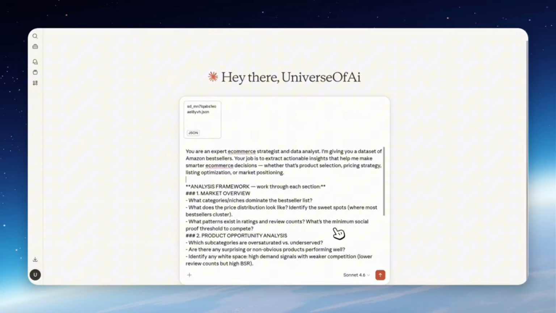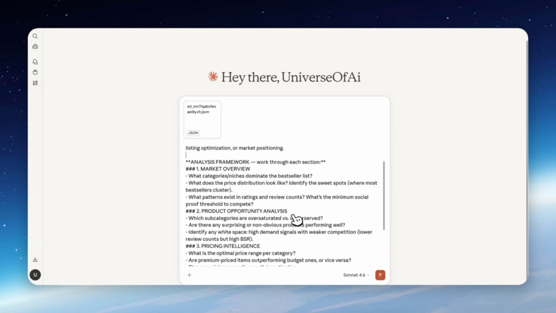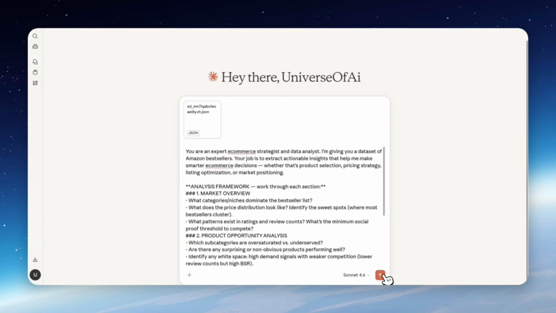So let's do that. In Claude right now, I have attached that JSON file that I downloaded from Bright Data. And then I'm telling Claude basically to act like an expert e-commerce strategist and data analyst. I'm giving you a data set of Amazon bestsellers. Your job is to extract actionable insights that help me make smarter e-commerce decisions. That could be either product selection, pricing strategy, listing optimization, or market positioning. And then I give more detail about market overview, product opportunity analysis, pricing intelligence, and demand and trend signals. And then I'm just going to press enter.